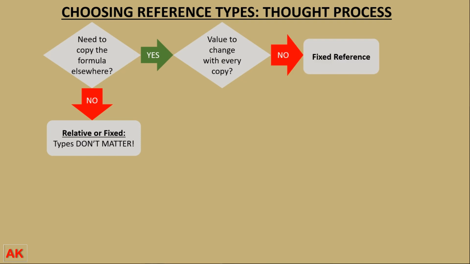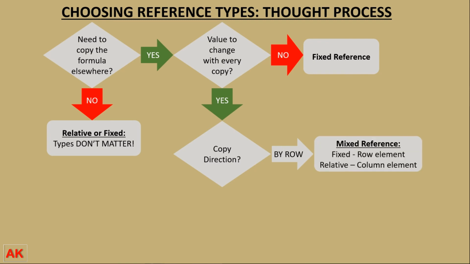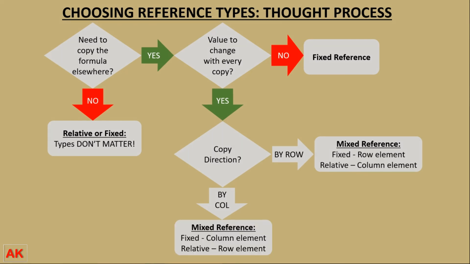However, if the value returned by the formula should change, then what is the copy and paste direction? If the direction is to copy across a row, that is, copying the formula into other columns, then I will fix the row element of the reference. However, if the direction is down or up a column, in other words, copying the formula to other rows, then fix the column element of the reference.